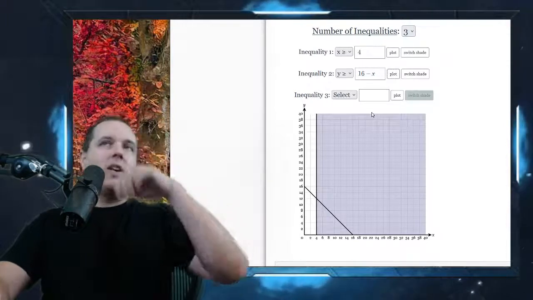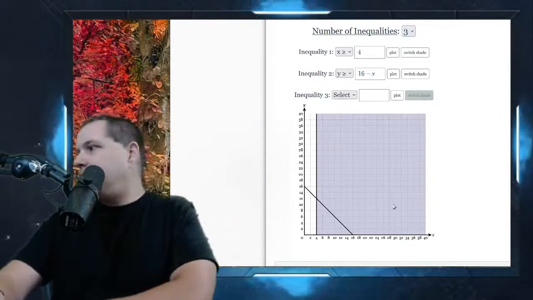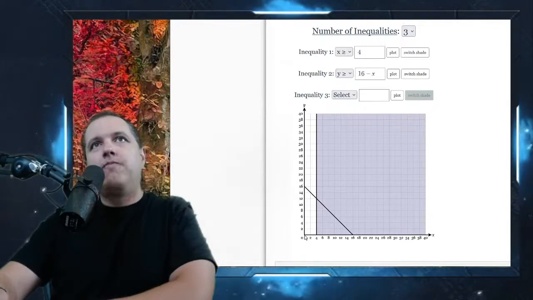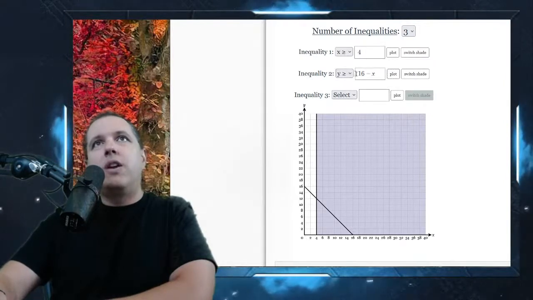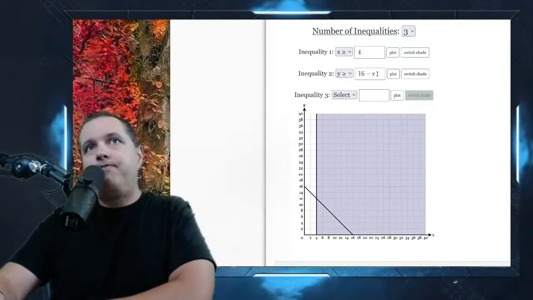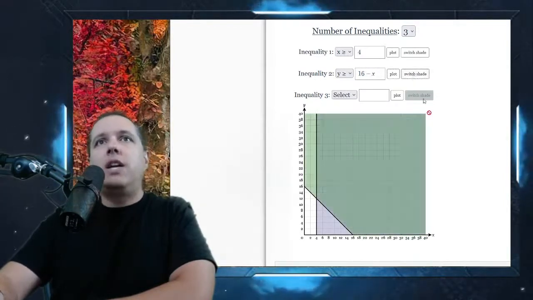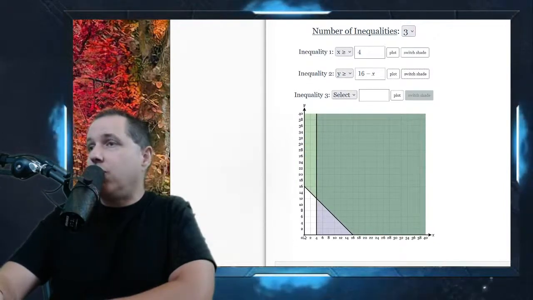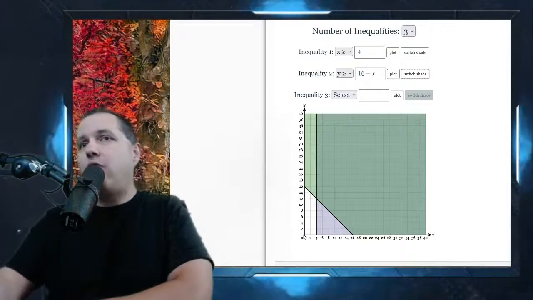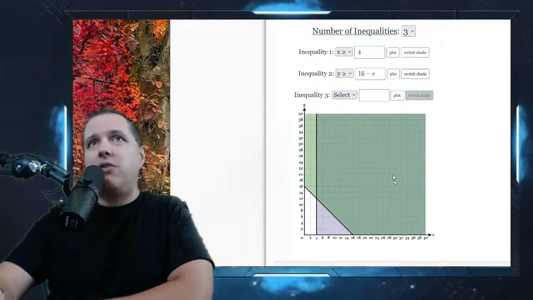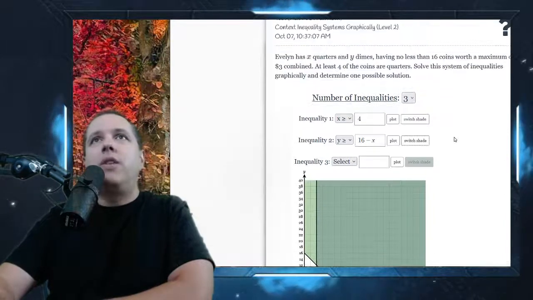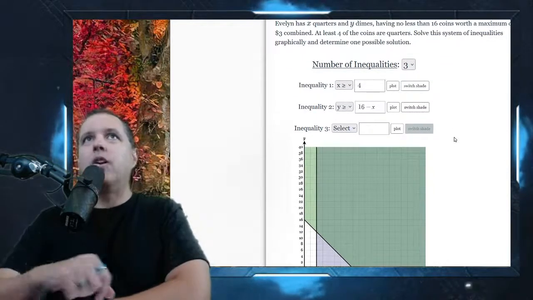And now we have to figure out again, which side do I do it on? How about 0, 0? We'll pick 0, 0. Plug it in here. Is 0 greater than or equal to 16 minus 0? No. So we want to shade that side, not the side that had 0, 0. 0, 0 was our test point, led us to a false answer, so we're going to shade this side over here.